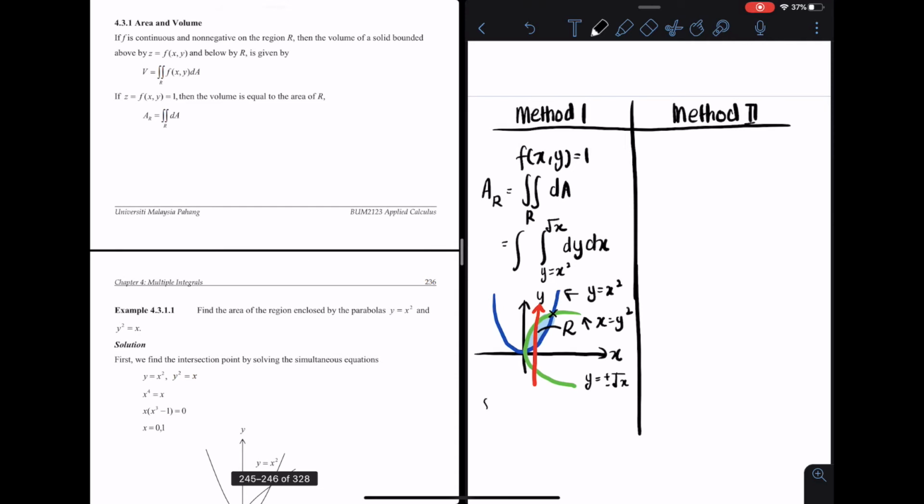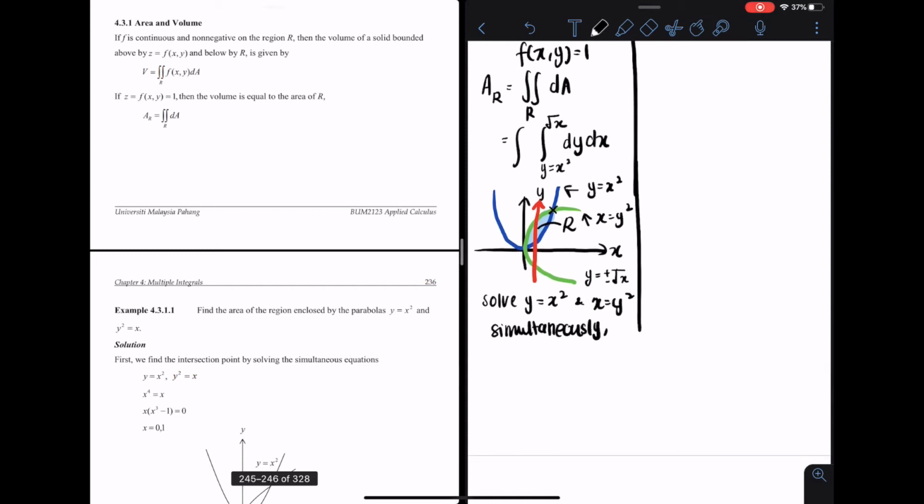So solve y is equal to x squared and x is equal to y squared simultaneously. So what should I do if I try to solve this problem simultaneously? You will see that I will have x is equal to x to the power 2, I will get x equal to x to the power of 4.